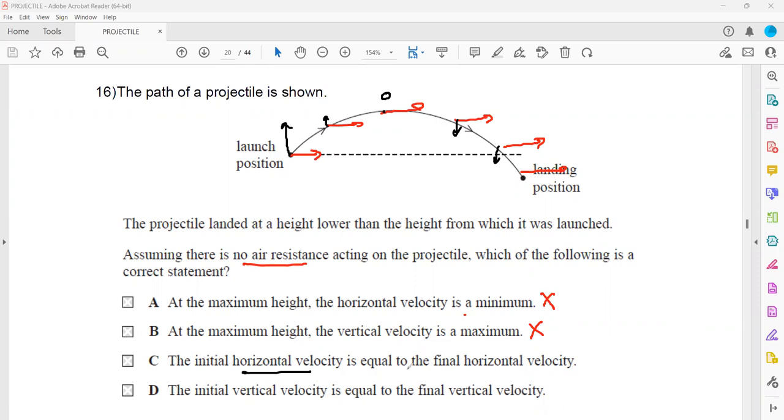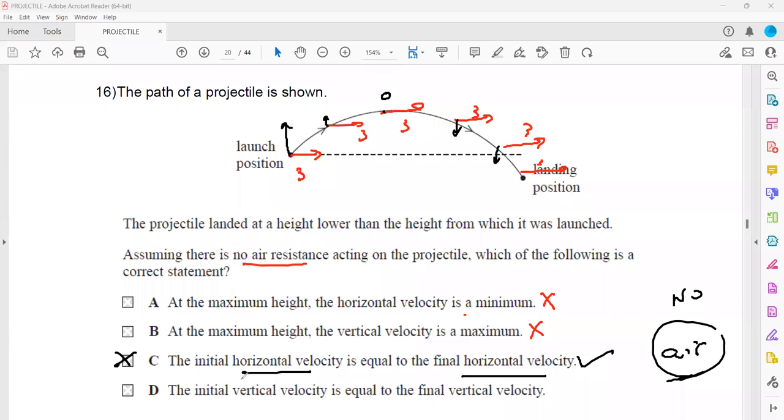Initial horizontal velocity is equal to final horizontal. That's true, because there is no acceleration, there is no air resistance to oppose the motion. That's why the horizontal component at any point, if this was 3 here, it will remain 3 throughout. It does not change.